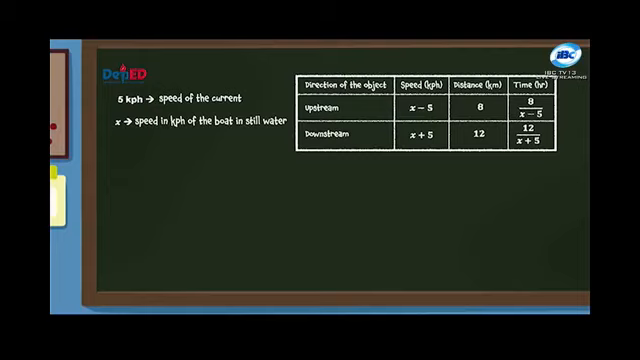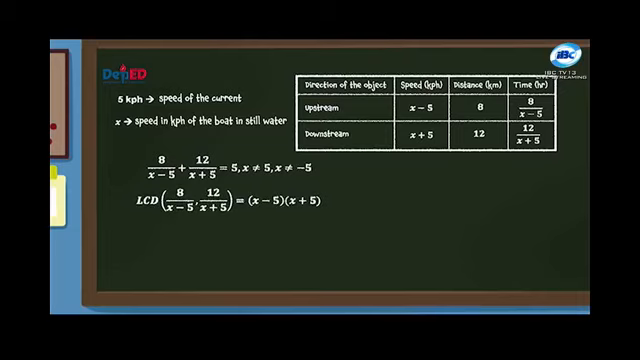Since the entire trip takes 5 hours, this means that 8 over x minus 5 plus 12 over x plus 5 is equal to 5, where x cannot be positive or negative 5. The LCD is the product of the denominators, since they are both prime. We multiply both sides of the equation by this LCD.